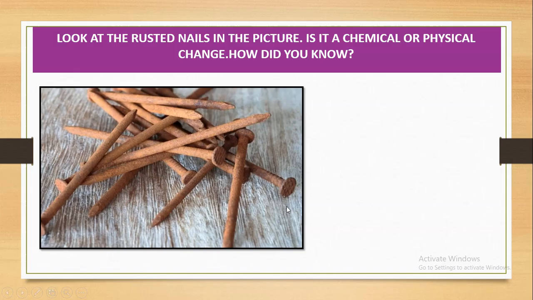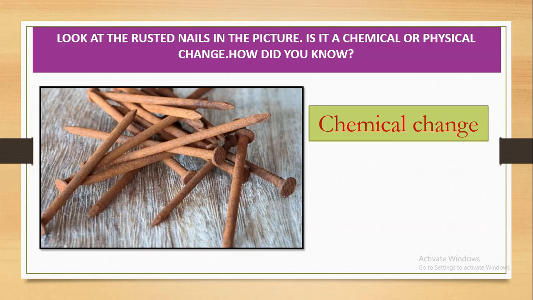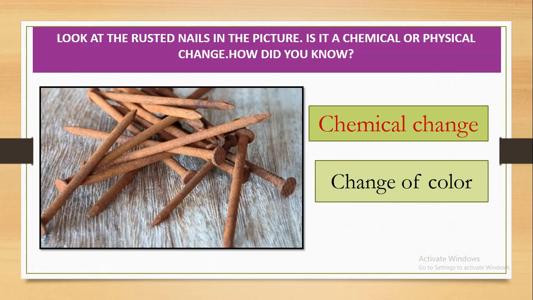Now we have a question here. Look at the rusted nails in the picture. Is it a chemical or physical change? How did you know? Think about it. Rusted nails. Is it a physical or a chemical change? It's a chemical change. Excellent. And what's the indicator? How did you know? Because there is a change of color.